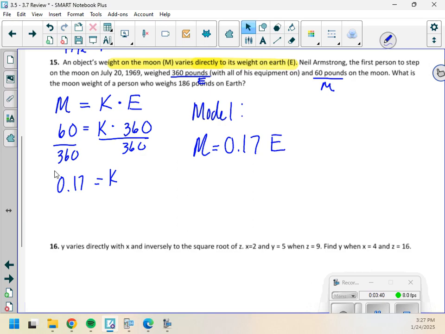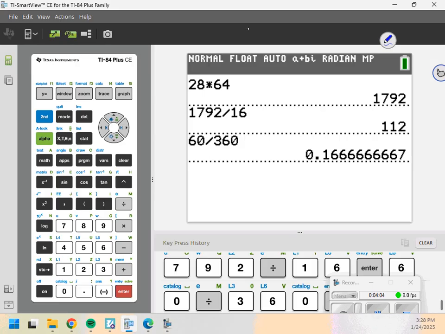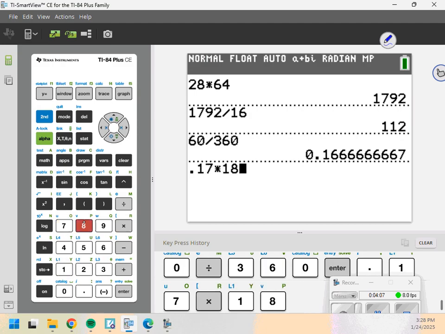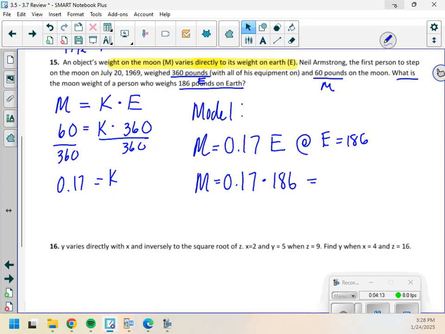So the question asks us then, what is the weight of a person who weighs 186 pounds on Earth? So at E equals 186 pounds, moon weight is going to be 0.17 times 186 pounds of your Earth weight. And again, I'll need a calculator. I'll do 0.17 times 186 pounds. And the moon weight is 31.62 pounds. So I'll put here 31.62 pounds. And this is the moon weight. This is how much this person weighs on the moon.